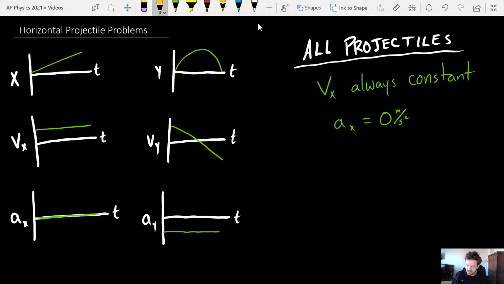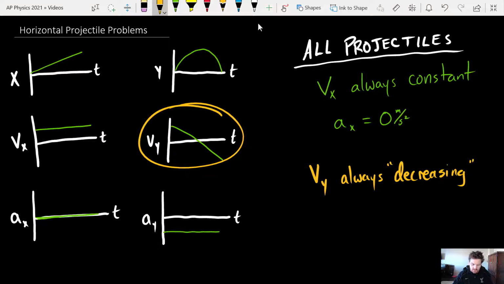On the flip side, if we look at the vertical direction right there, then I can get an idea that in the vertical direction, right, this slope of the position graph is changing. So my velocities are always changing. Okay, so in the y direction, the velocity is always decreasing. And what do I mean by decreasing? If you take a look at this velocity graph right there, it starts here, and over the course of this graph, notice this is always going down. So that's all we mean by decreasing.